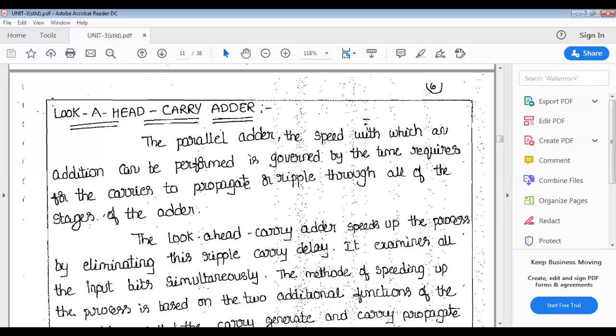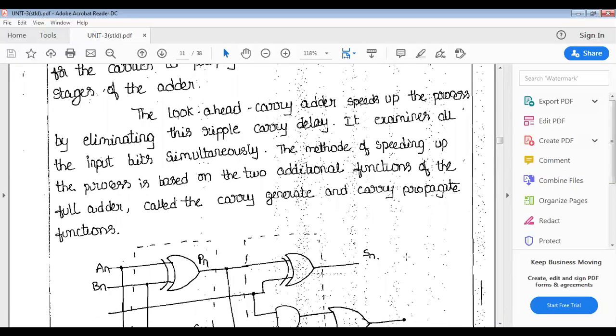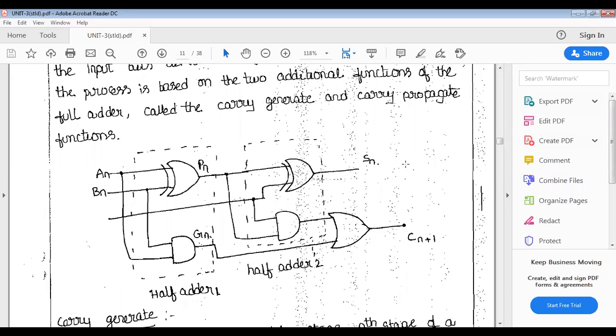The method of speeding up the process is based on two additional functions of the full adder, called carry generate and carry propagate. We already know the full adder is designed using half adders. This is the full adder circuit using half adders. It requires two half adders and one OR gate.